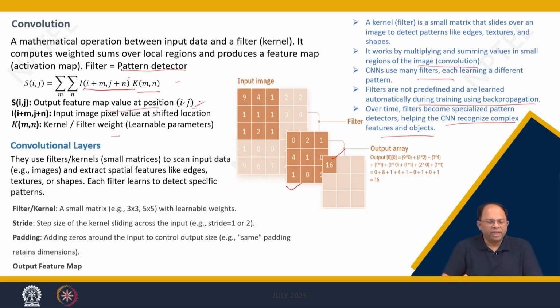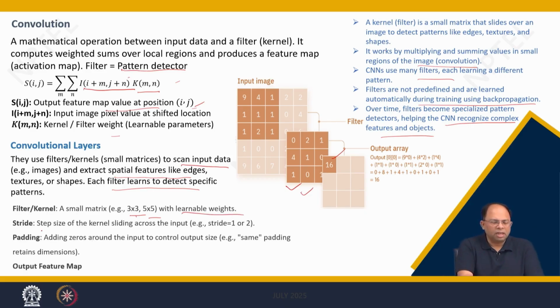So what we are doing is we use a kernel filter, or a small matrix, to scan the input data from the image and extract special features like edges, textures, or shapes. Each filter learns to detect specific patterns based on the nature of this particular matrix. When we run it, if it gets a value, that means it is identifying a pattern. We can use a very small matrix, either 3 by 3 or 5 by 5, with learnable weights, and the weights actually get trained.